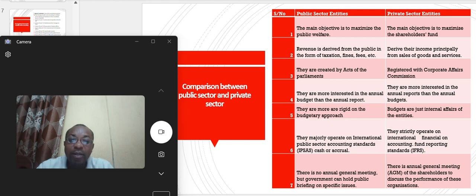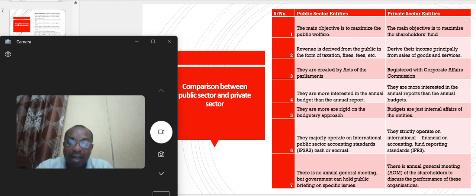But in the private sector, budgets are just internal affairs of the entity. We use more flexible budgets in the private sector. If we see that the thing is not working out, we adjust the budget. It's flexible. It goes with the volume of activity, levels of activities. If the volume is increasing more than we anticipated, we adjust it in light of the prevailing circumstances. But in the public sector, it's so rigid that once it's approved, we follow it squarely the way the provision is made.